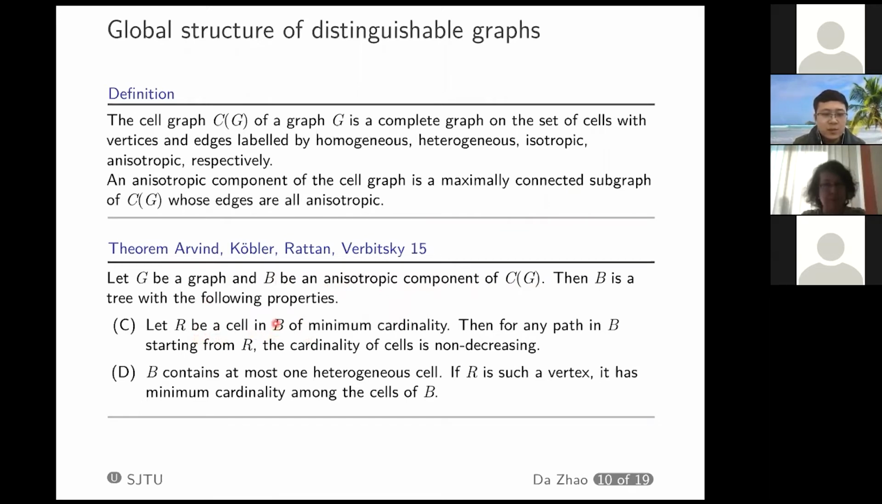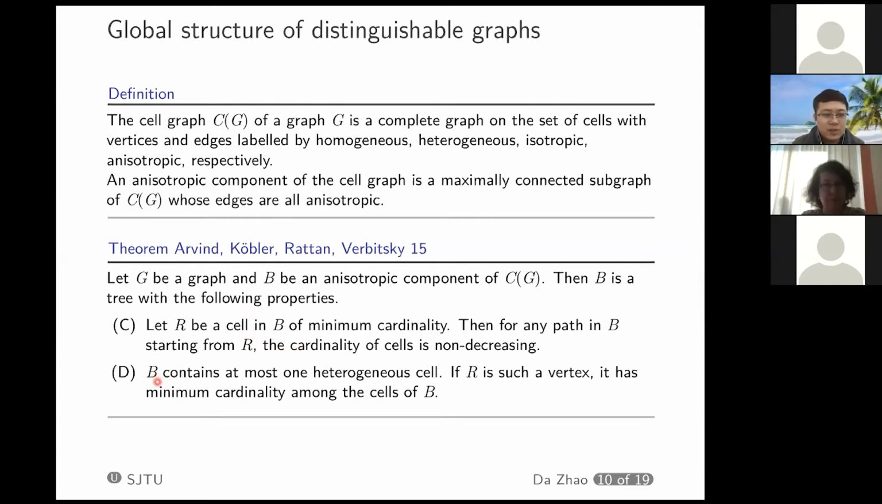In this component, you can find the one with minimum cardinality. The cardinality is the size of the cell, that is, the number of vertices in this cell. Then for any path in this component, starting from this cell, the cardinality of cells must be non-decreasing. So it's either of the same size or becomes larger, or I suppose I should say the component must look like a tree. So there is only one way from a cell to other cells.